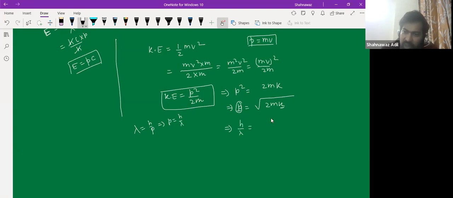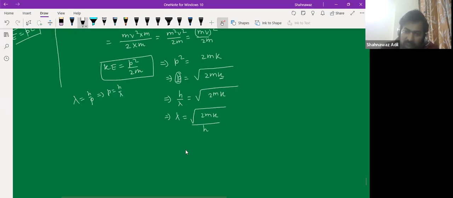Yeah, this was a very lengthy question. Why did they ask it in the competition? So this lambda would be root of 2mk divided by h. This would be the answer. Now we have already got the kinetic energy, and we know the mass. So what can we do?